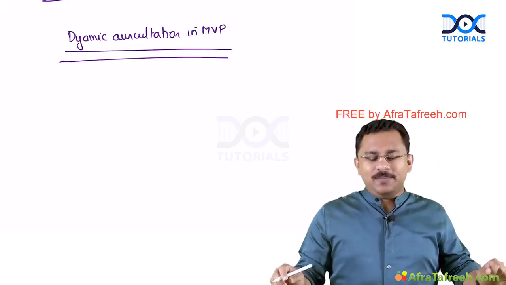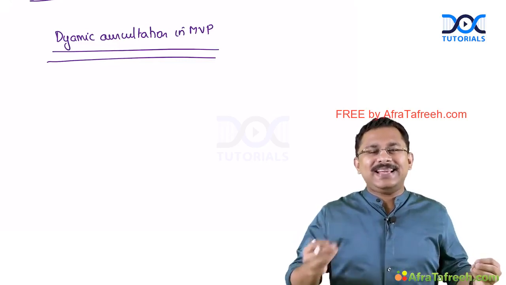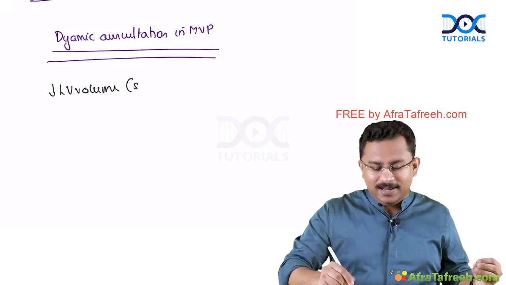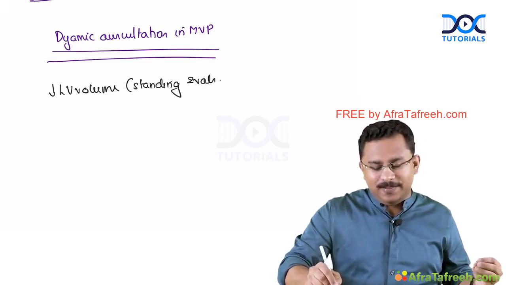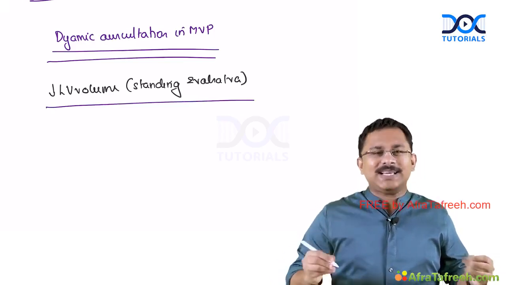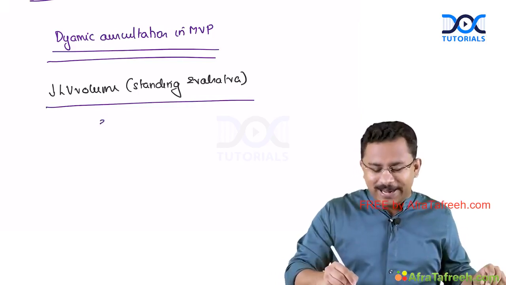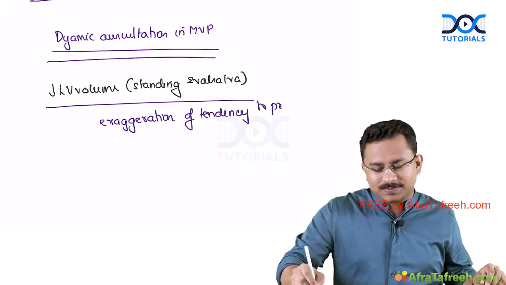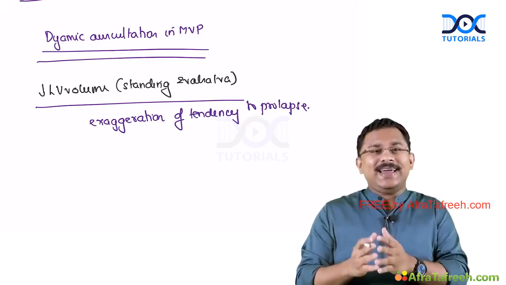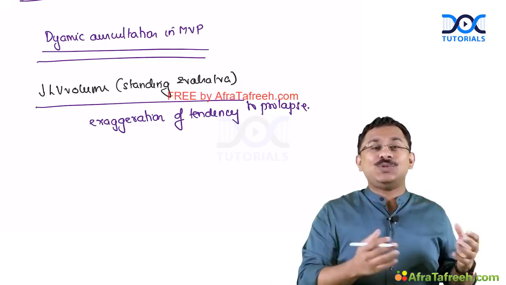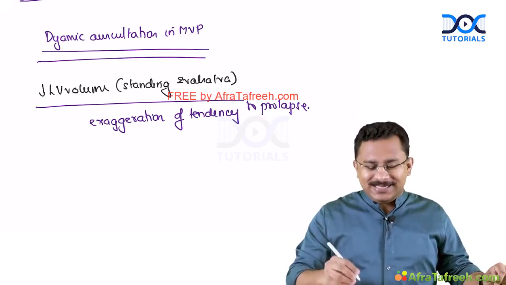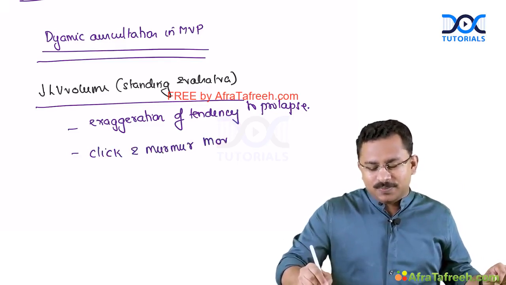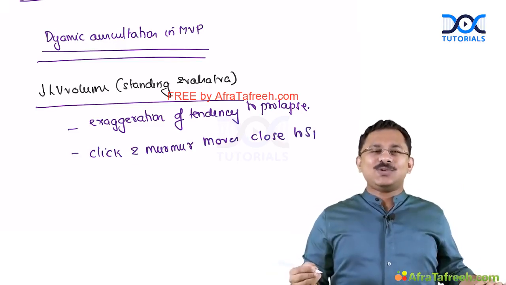Dynamic auscultation in MVP means, if you have any activity that decreases the left ventricular volume, like standing and Valsalva, these are maneuvers that decrease the LV volume. In such a case, there is an exaggeration of the tendency to prolapse. So in such a scenario, the click and the murmur move close to S1, because I told you it's a mobile click, correct? The non-ejection systolic click moves close to S1.